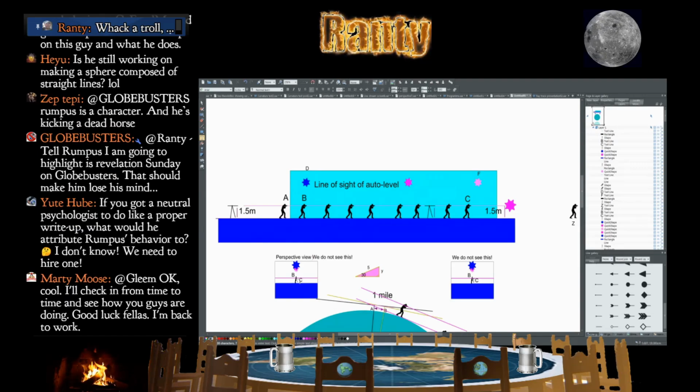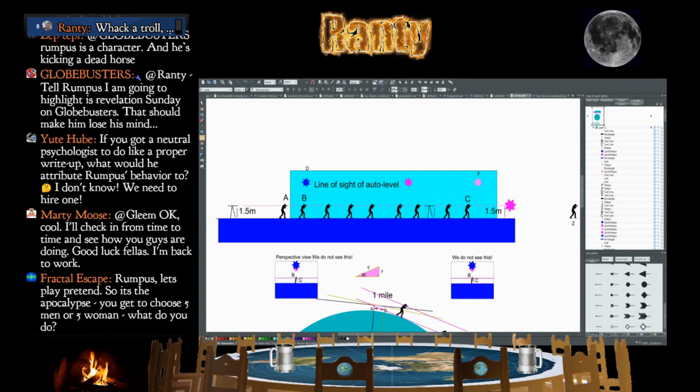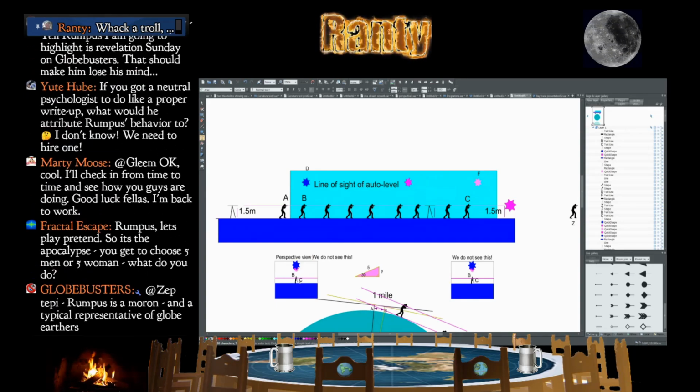From Globusters, tell Rumpus I am going to highlight his revelation this Sunday on Globusters. Awesome. Yeah, make sure you get the sound bites that he did before.